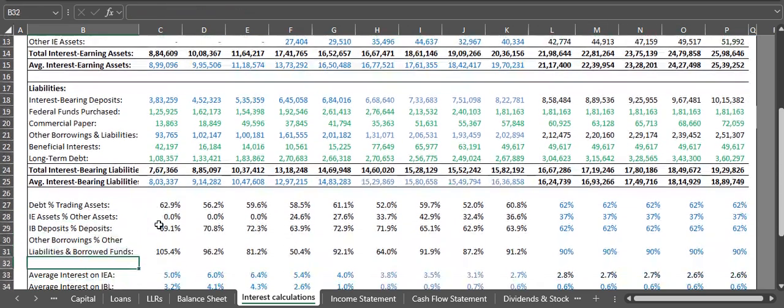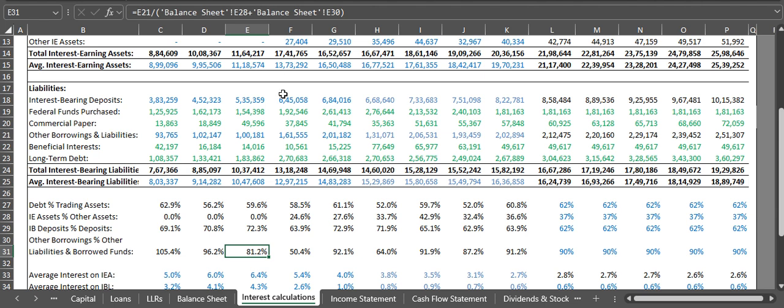Then we have the total interest bearing for the different liabilities. This is debt by trading assets, so it's C10 by the balance sheet. Then we have the other IE assets by the total other assets, so it is a percentage of the total other assets. Then we have the IB deposits as a percentage of deposits. This is linked from the balance sheet, from the total assets.